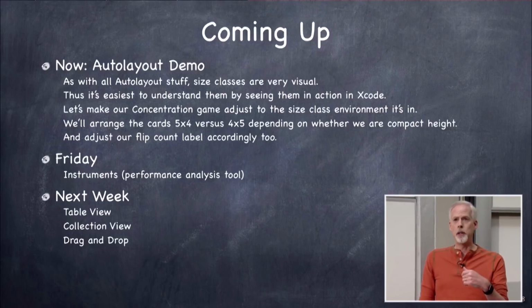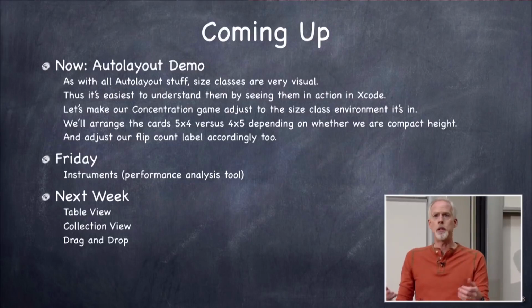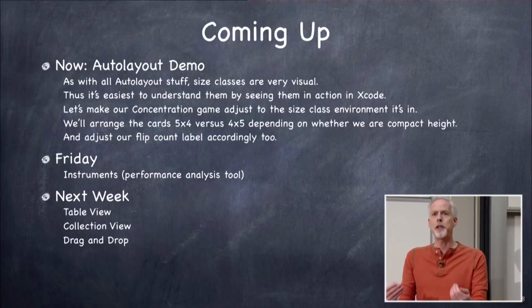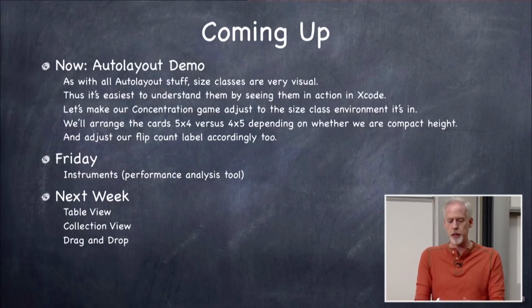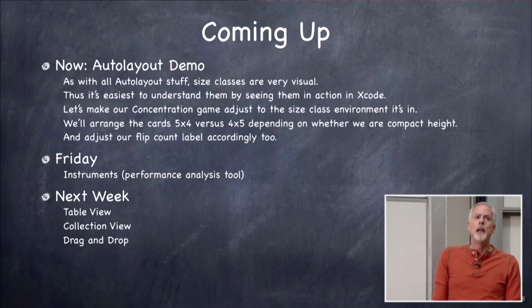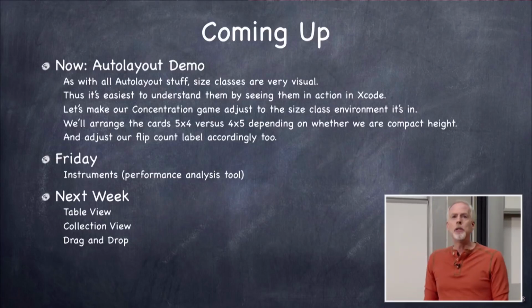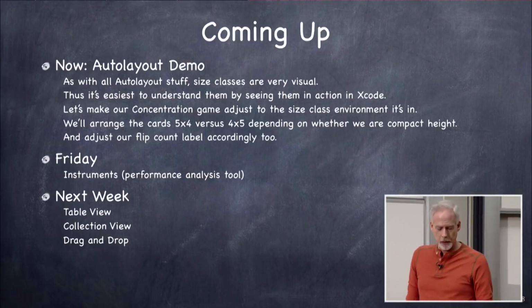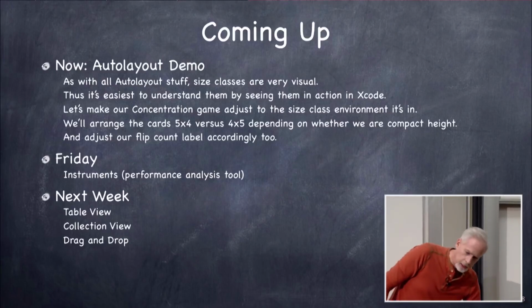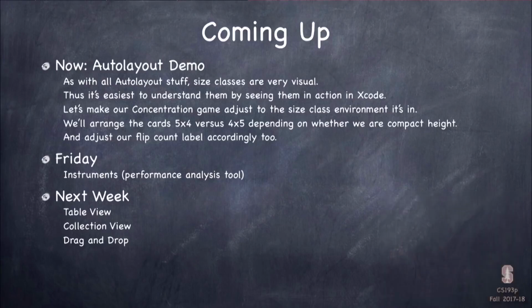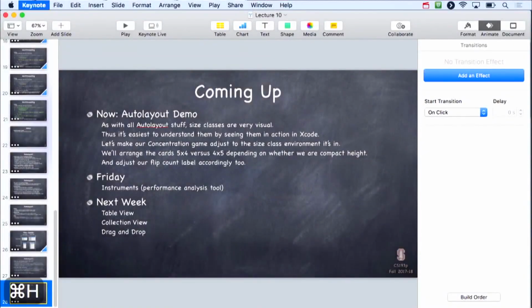You all know Donald Knuth, right? Don't prematurely optimize. Don't obfuscate your code to make it run faster unless you're sure that's actually what's running slow. Well, you need instruments to know that. Okay, next week we'll dive into some more topics, table view, collection view, drag and drop, stuff like that. Okay? All right, so let's go and do our concentration.